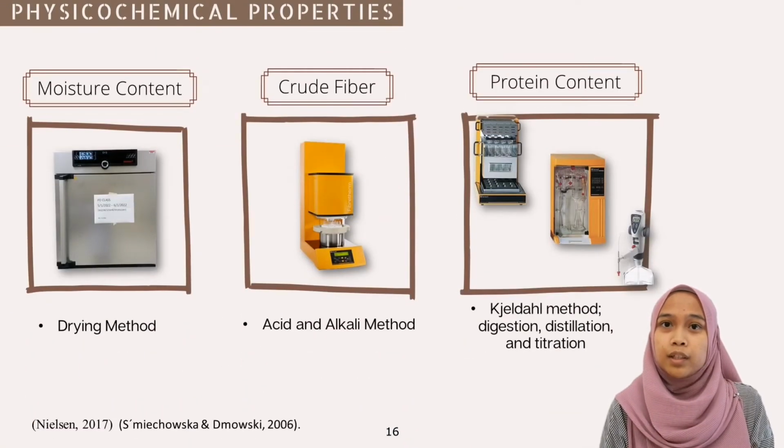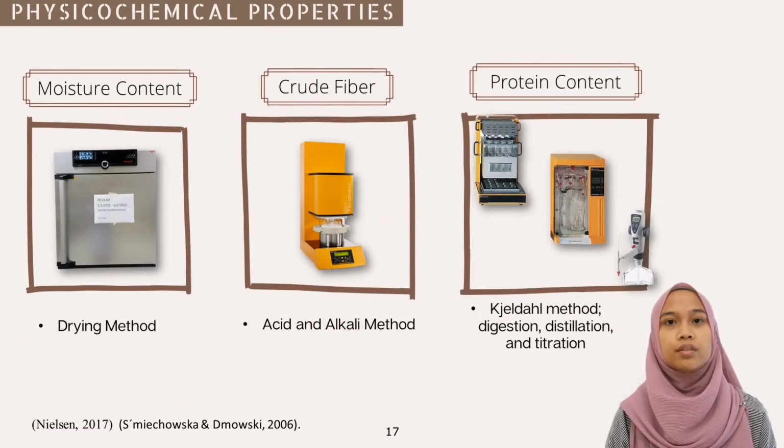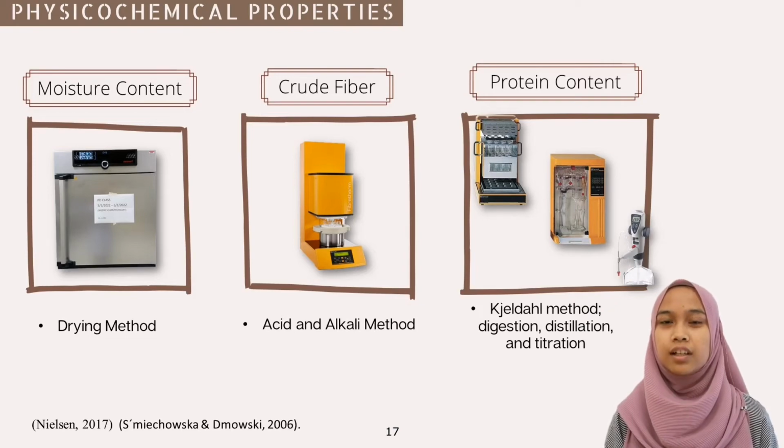Next, the physico-chemical properties analysis will be conducted. Moisture content analysis will be done using the drying method involving sample preparation, weighing, drying, cooling, and re-weighing. The crude fiber will be determined by using the acid and alkali digestion method using sulfuric acid solution and sodium hydroxide solution. Then, protein will be determined by the Kjeldahl method: digestion, distillation, and titration.